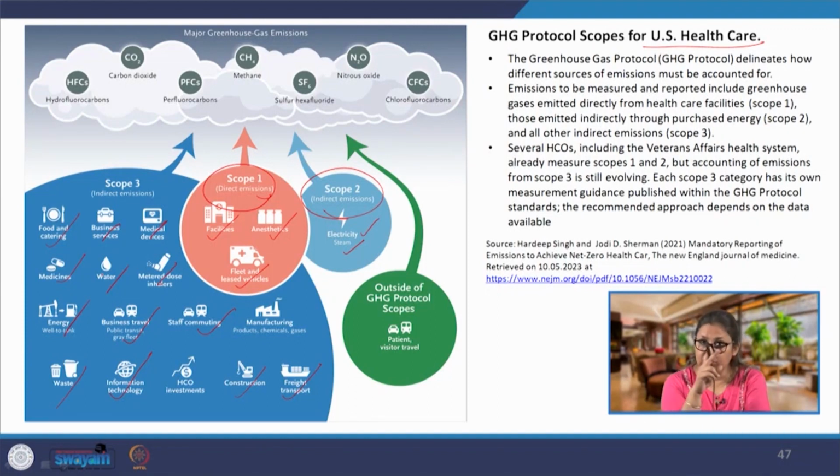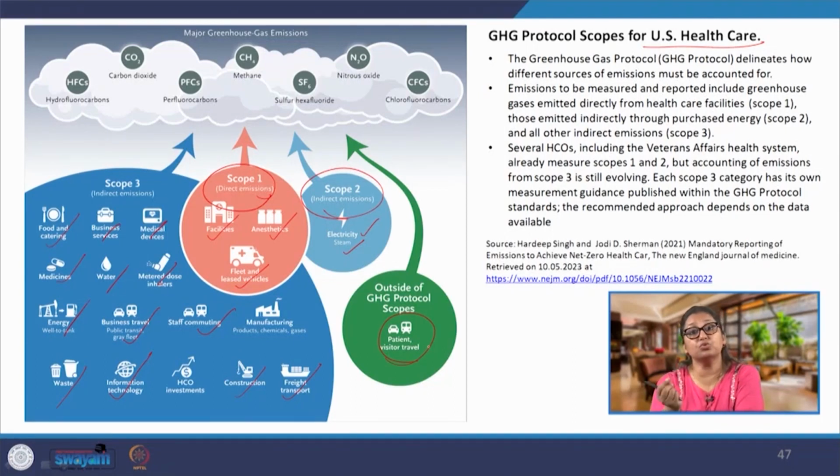And also there are certain sources which they have identified which are outside the GHG protocol, but they have recognized them, which is patient and visitor travel. So, sometimes the patients will be traveling on their own to reach the medical facility. So, they have identified this which is not falling under scope 1, 2 and 3. In fact, it is not part of the scope of the group here, US healthcare, but yet they have identified it, and once they have identified, they will also be going ahead with the measurement protocol.